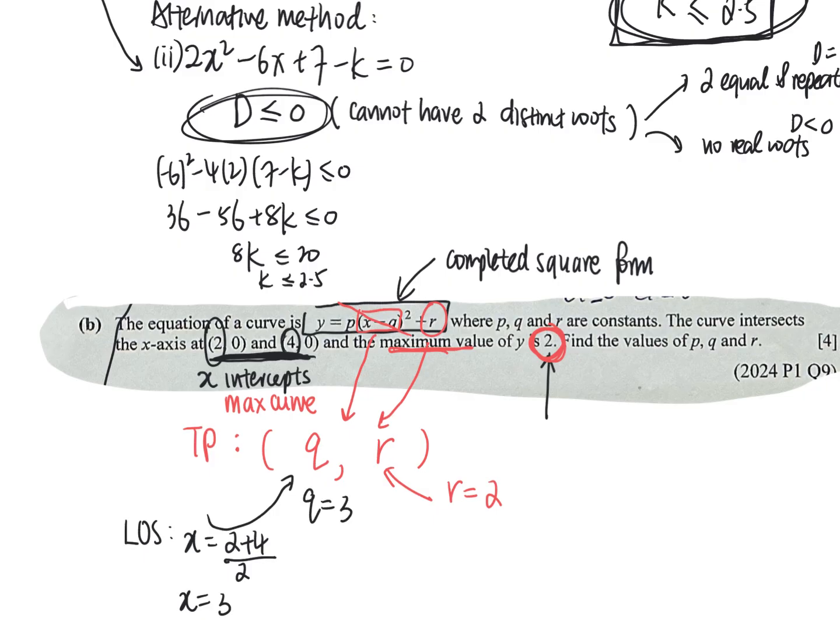Okay, so once you have your q and your r, you need to solve for your p. You just pick any point you have there, sub into the equation and solve. So let's say I choose 2, 0. I'm going to sub it into the equation here, where I already know q is 3 and r is 2. So I sub y as 0 and I sub x as 2.